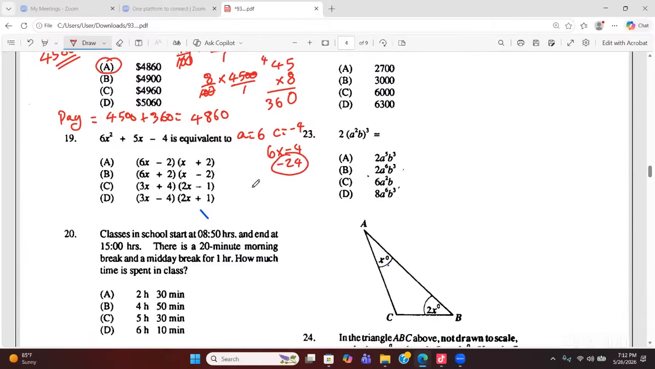With your -24, you want two numbers that can give a 5. Remember, this is an 8 and a 3. 8 and 3 can give a 5, but one of them will be negative and one positive. Since the 5 is positive, it's a +8 and a -3 that you need so that you can get your 5 there.